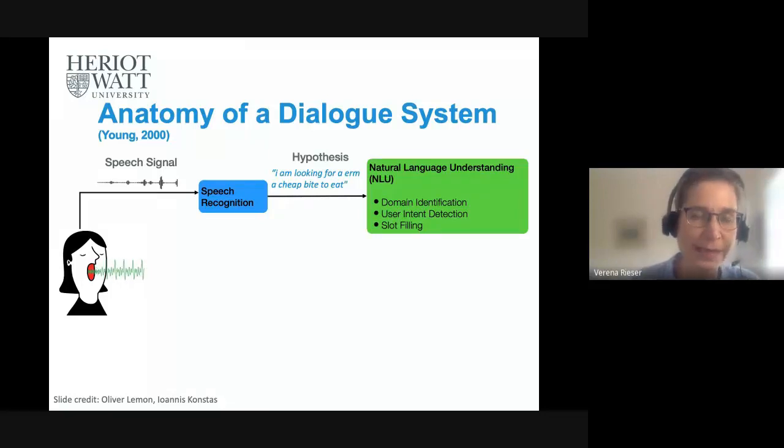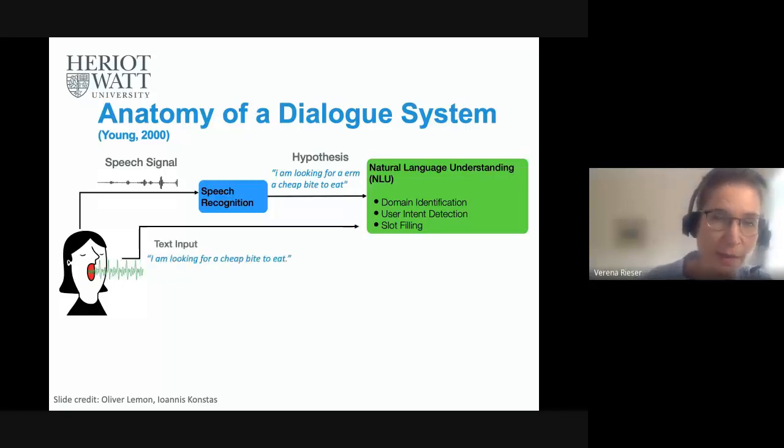And this hypothesis is then processed by the natural language understanding module, to make sense out of it all. And part of NLU is, for example, domain identification, user intent detection, and slot filling. When you have a typed dialogue system, you have text input straight into the NLU module.